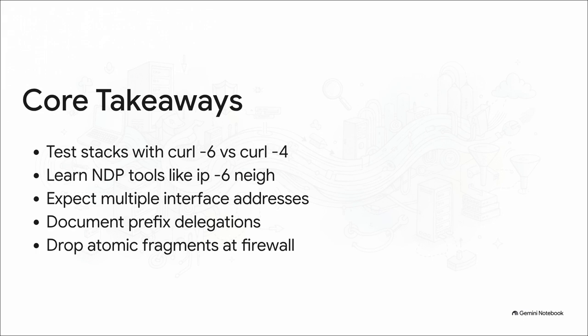To sum up your new daily workflow, please don't rely on a web browser to test your connectivity. Test the protocols independently using curl -6 versus curl -4. Master your neighbor discovery protocol tools instead of constantly looking for ARP. Always expect multiple addresses on an interface. Definitely document and track your delegated prefixes in IPAM to avoid silent breakage when your ISP decides to change things up. And finally, go ahead and drop atomic fragments at the firewall to prevent security bypasses.